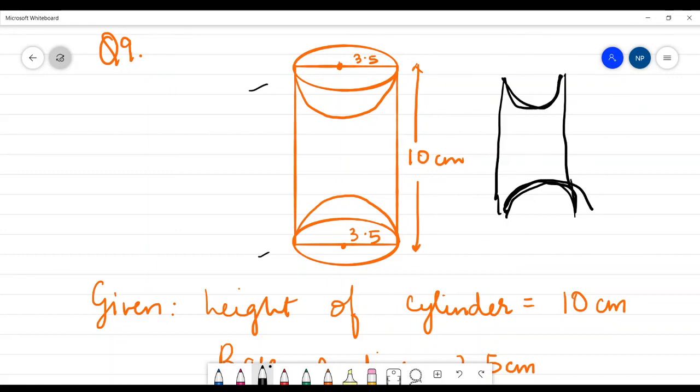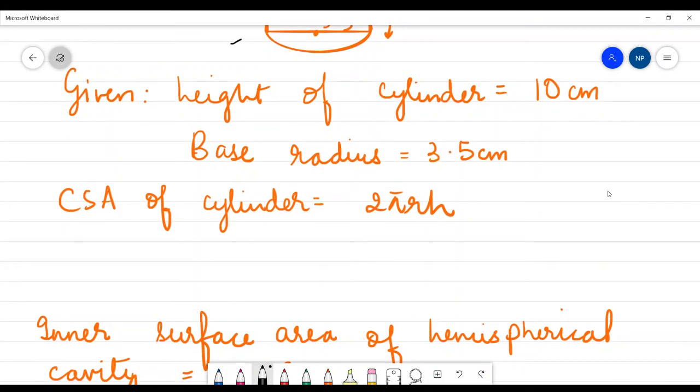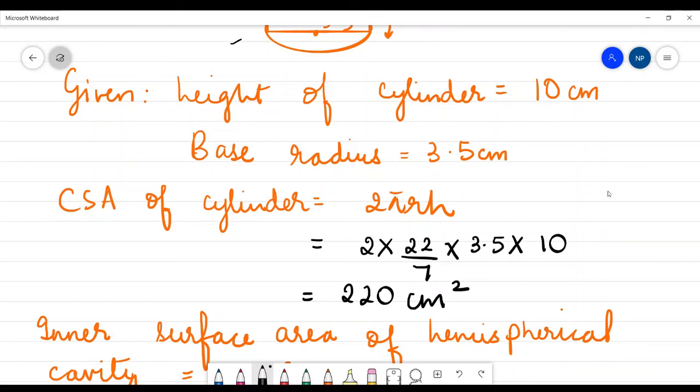So for that, first of all, let us write what is given in the question. Given is the height of the cylinder, that is 10 centimeter. Base radius is given as 3.5 centimeter. Clearly, we can take out the curved surface area of the cylinder, that is 2 pi rh. So 2 pi rh will give you 2 into 22 by 7 into radius 3.5 into height 10. So you will get the answer as 220 centimeter square.